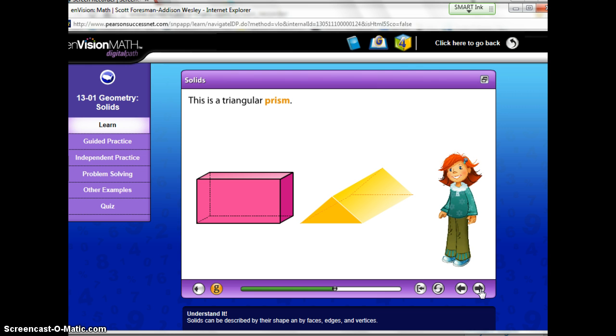How many total faces are in this shape? Sam? 5. 1, 2, 3, 4, 5. How many edges? Will? Okay, 3, 6, 7, 8, 9. That's right.